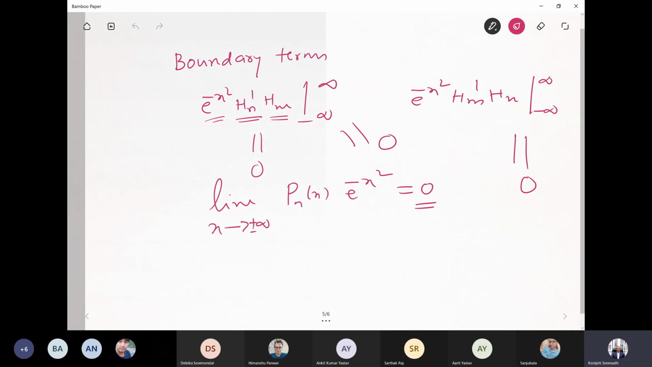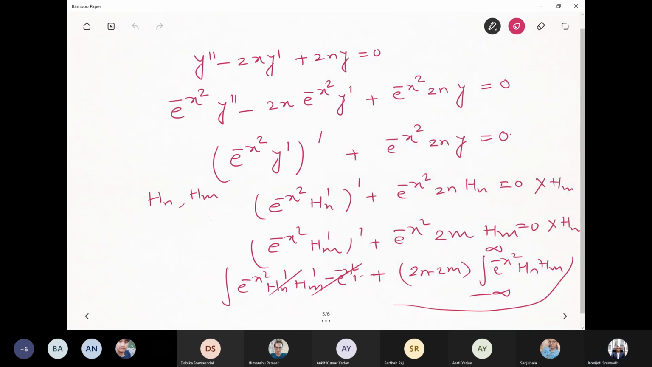Then what you are left with is this term, and all other things are 0. For n not equal to m, you get this to be 0. Therefore, w(x) is going to be e power minus x squared.